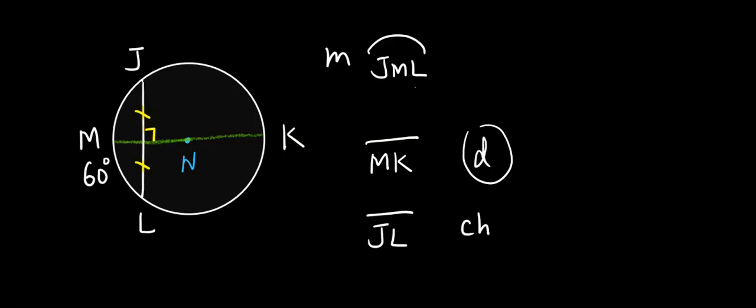JL is a chord. Now, by the principle, by the rule, it says if this chord, the longest chord, the diameter, is a perpendicular bisector of the second chord, then it not only bisects the chord, but also bisects the arc. Therefore, arc ML is 60. Arc GM is also 60.